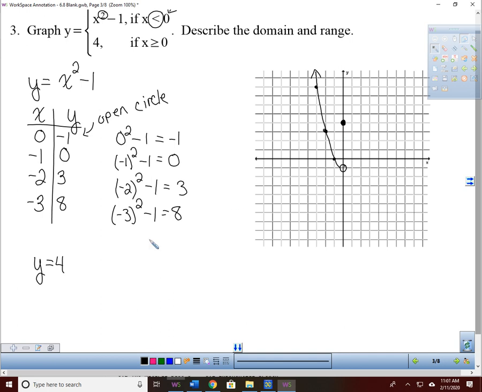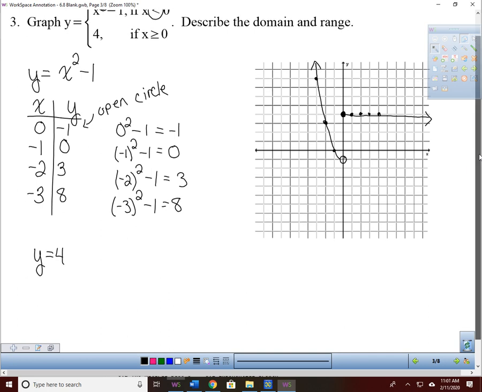Okay? All right, when x is 1, y is still 4. When x is 2, y is still 4. It's always 4 no matter what the x value is. All right, and so this will extend to the right because it's everything greater than or equal to 0. And there's the graph to my piecewise function.